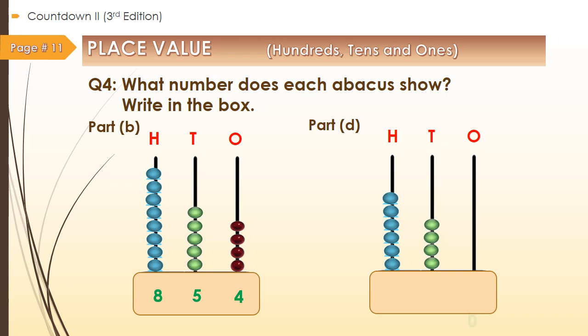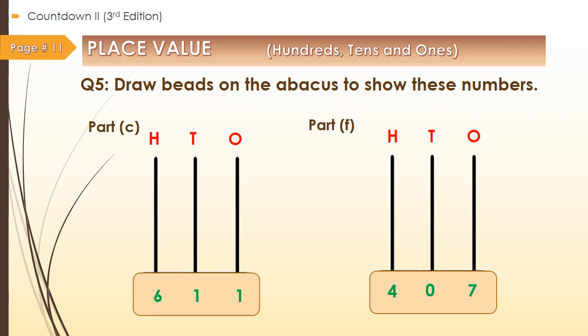Part D. Here we can see we have no bead on ones place, 4 beads on tens place, 6 beads on hundreds place. So the number becomes 640.